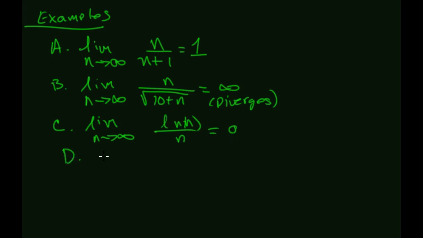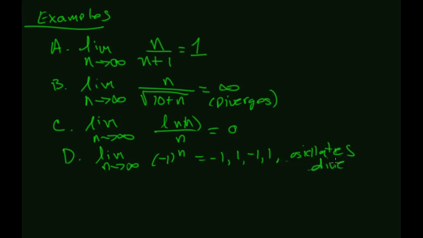(d), if I have the limit as n approaches infinity of (-1)^n, see, this sequence is -1, 1, -1, 1. This thing just oscillates. So something that's oscillating back and forth is also called divergent. Okay, so oscillating is still a form of divergence. However, not everything that alternates is going to be divergent.